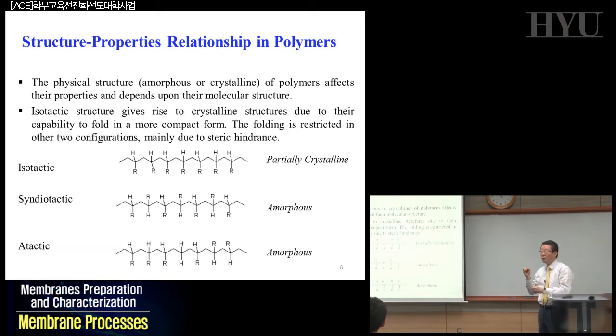You see, penetrants can only pass through the amorphous region. Therefore, atactic polypropylene, for example, has a much higher permeability than isotactic polypropylene. And this is one example of the things that you have to think about in the structure-property relationships of polymers.